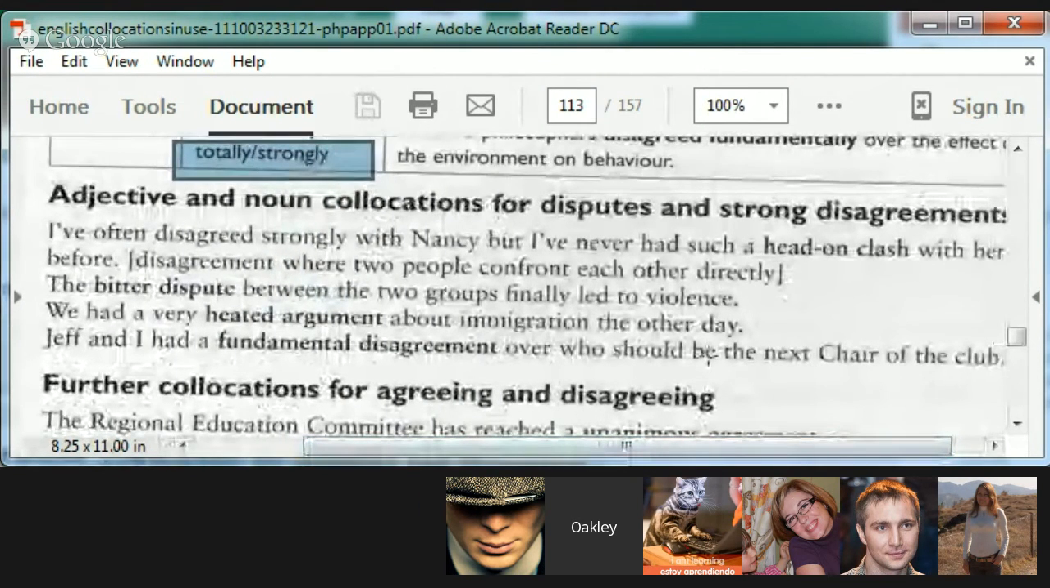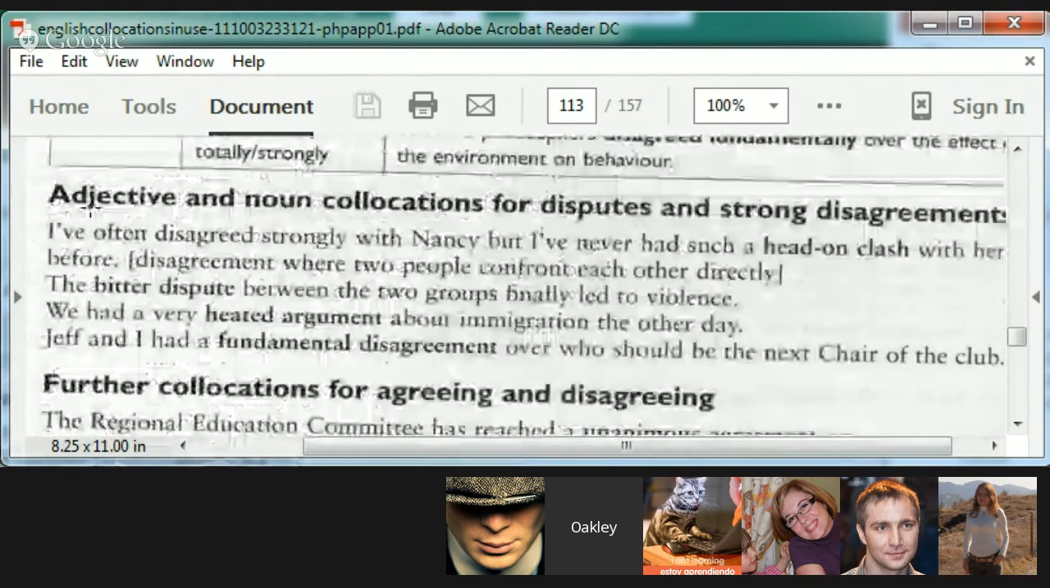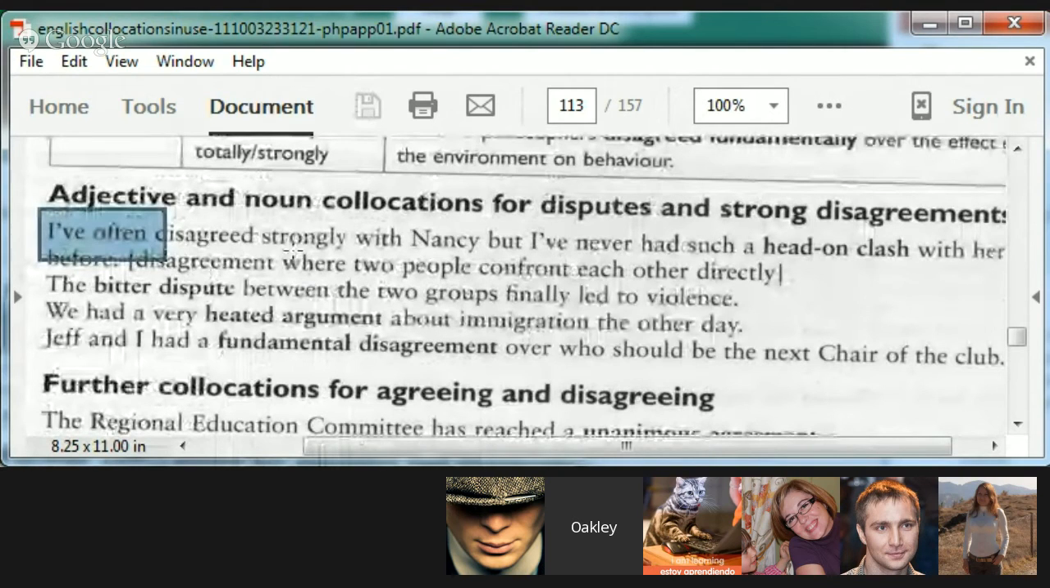Okay. All right, let's look at some other disagreement collocations. Lena, let's look at some adjectives and nouns here. I've often disagreed strongly with Nancy, but I've never had such a head-on clash with her before. Disagreement where two people confront each other directly.